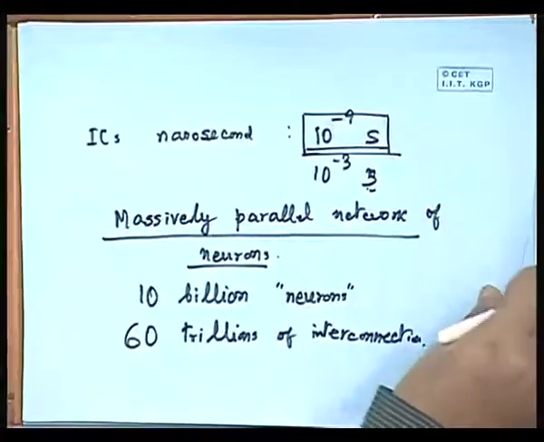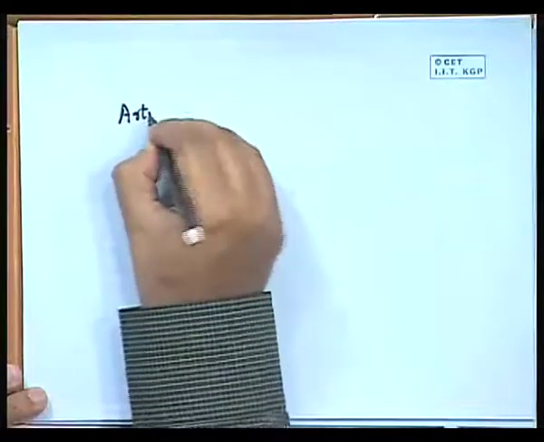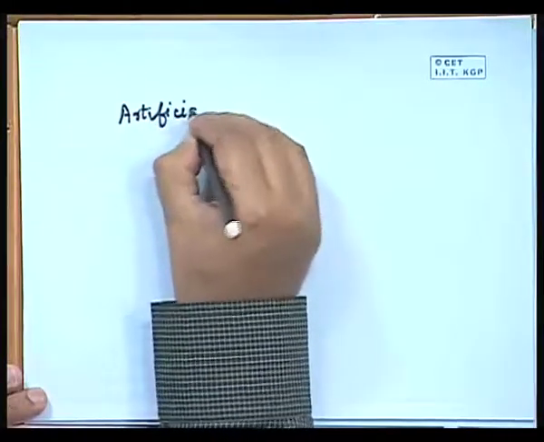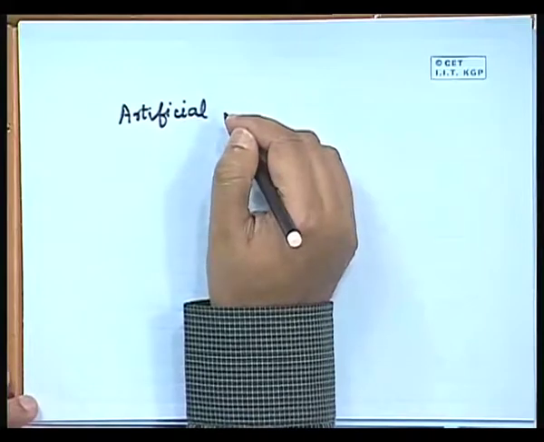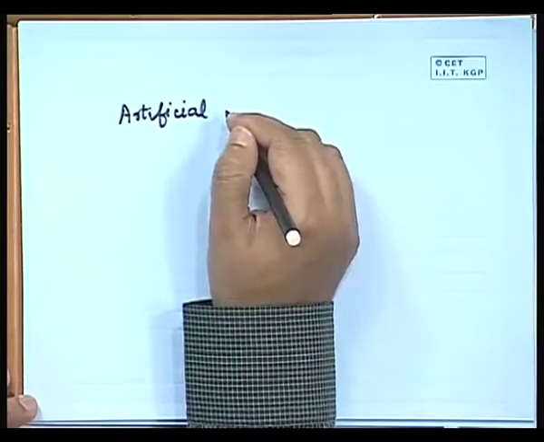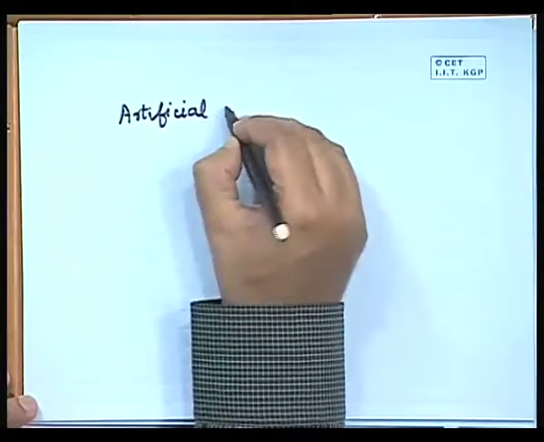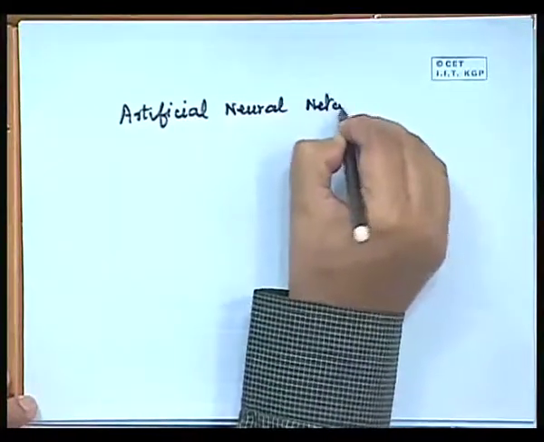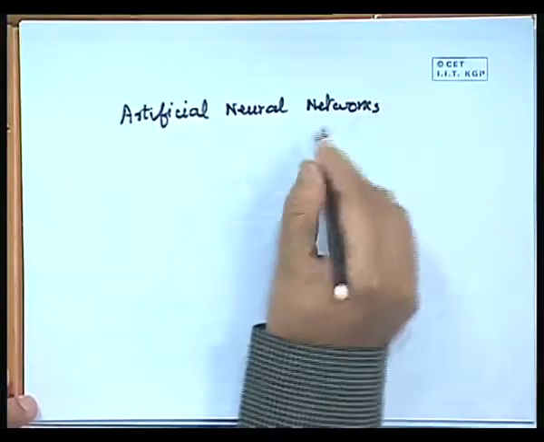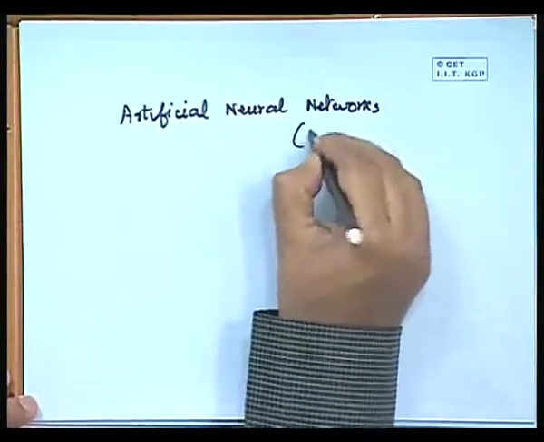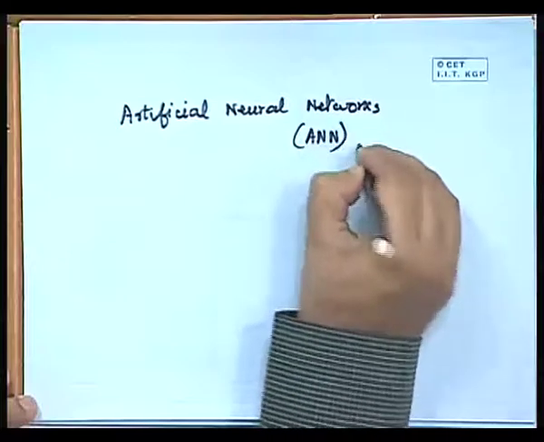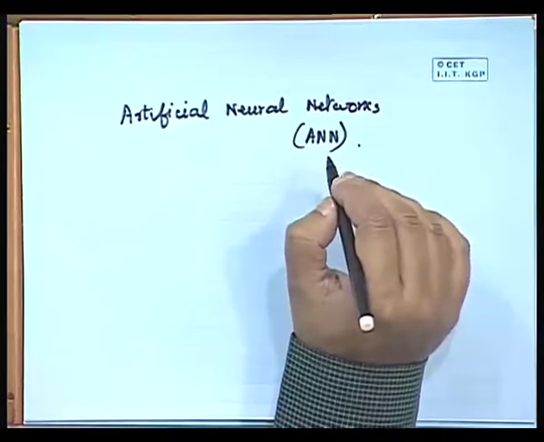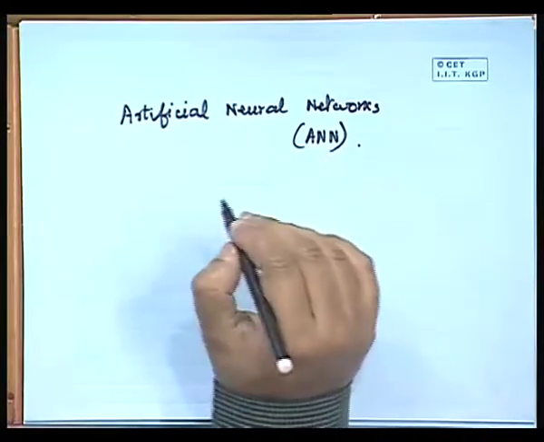So what we are going to study is artificial neural networks. By artificial, we inherently mean something which is different from the natural or biological neurons. So this is the subject, artificial neural networks. In short form, we very often refer to it as ANN.